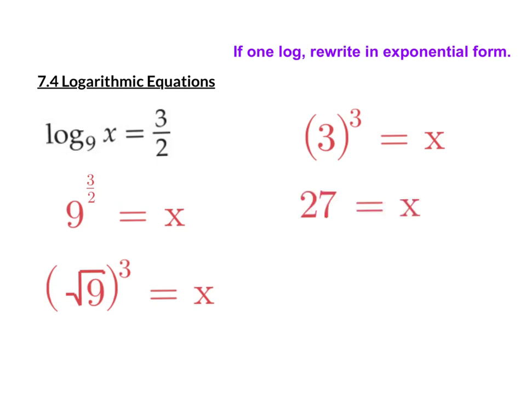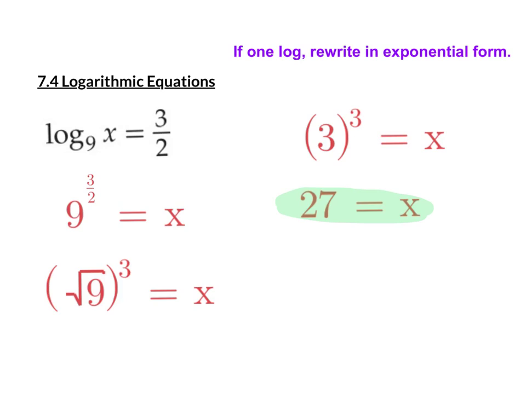Now, we have to do a quick little check because, again, we have to avoid negatives. If I plug 27 in here, are either one of these numbers negative? No. So we're good. That's our answer. That's what you need to do for your check. Okay? So when you have only one log, all you're going to do is put it in exponential form, just like you did in half of your problems in 7.3. So that's that one type of problem.